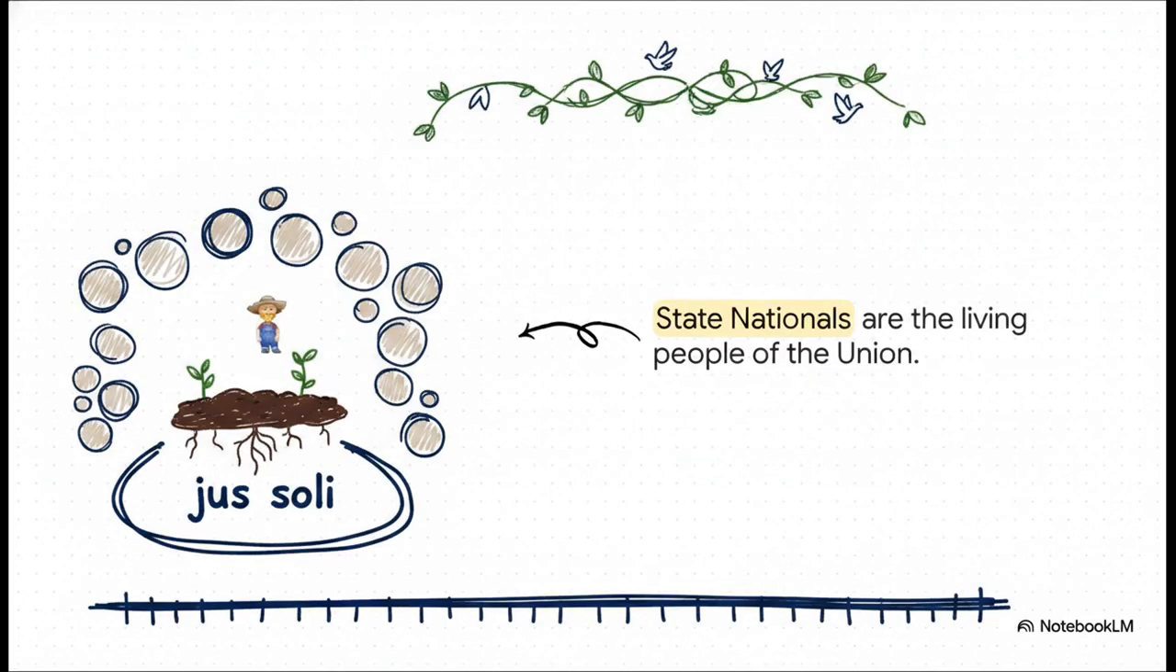Emphasizing the preferred status within this framework, we look at the state nationals. These are considered the true living people of the Union. The source text refers to them as the jus soli, people of the soil. According to the documents, these individuals owe no inherent allegiance to a corporate empire. Their only real job? Just keep the peace and obey public law.